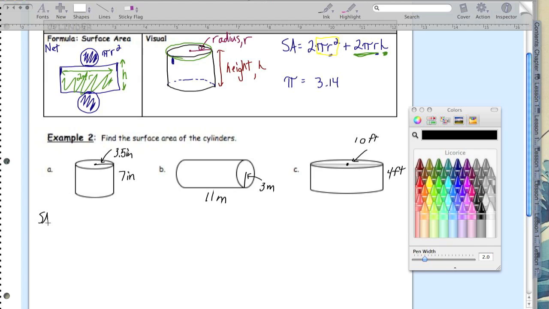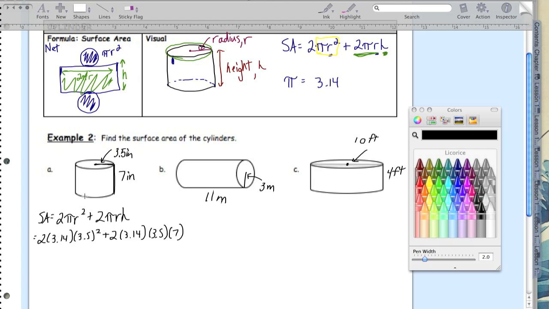So area here. Surface area is 2 pi r squared plus 2 pi r h. My radius is given to us. This is the radius, so it's 3.5. My height is given to us, that's 7. So I'm ready to start substituting in. 2 pi is 3.14. My radius is 3.5, so 3.5 squared. Plus 2 pi is 3.14. My radius is 3.5, and my height is 7.